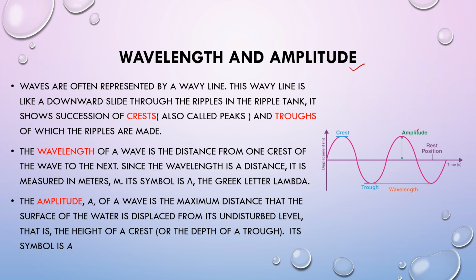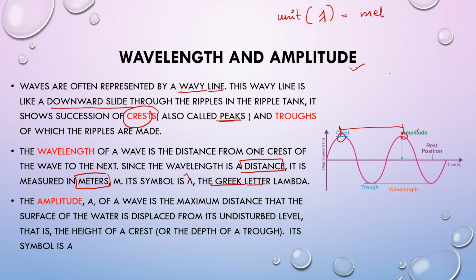Waves are often represented as a wavy line. This wavy line is like a downward slice through the ripples in the ripple tank. It shows a succession of crests, also known as peaks, as we mentioned earlier, and troughs of which the ripples are made. The wavelength of the wave is the distance from one crest of the wave to the next. Since the wavelength is a distance, it is measured in meters. Its symbol is lambda, a Greek letter. The unit is meters.